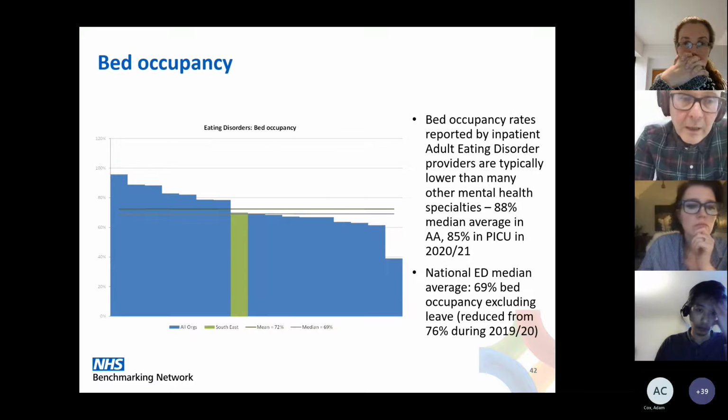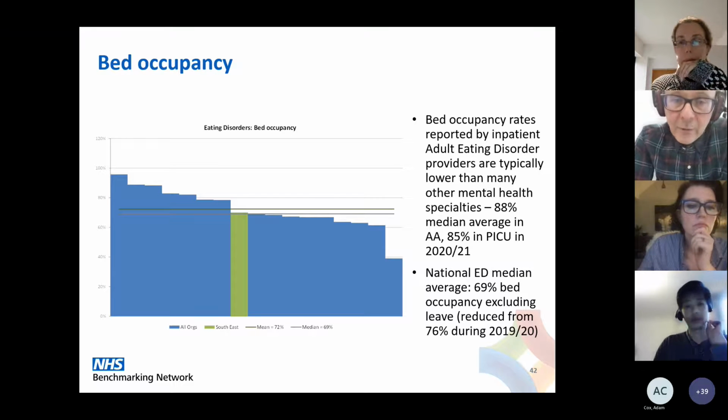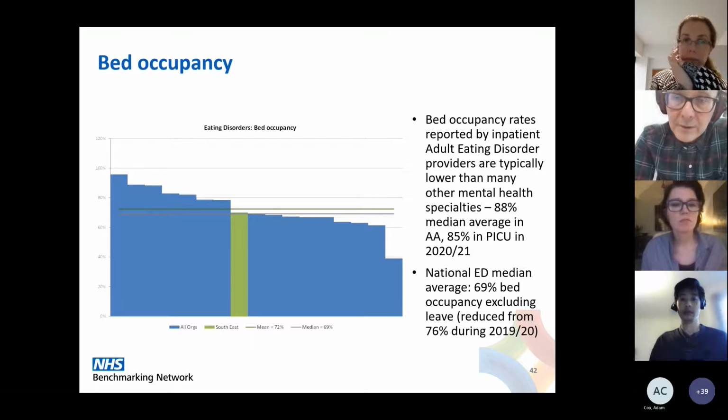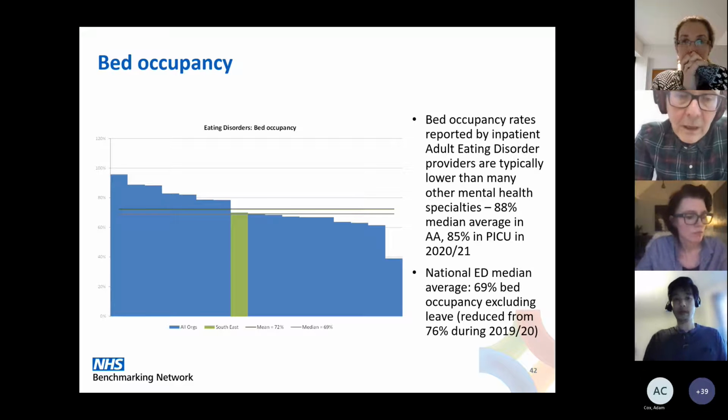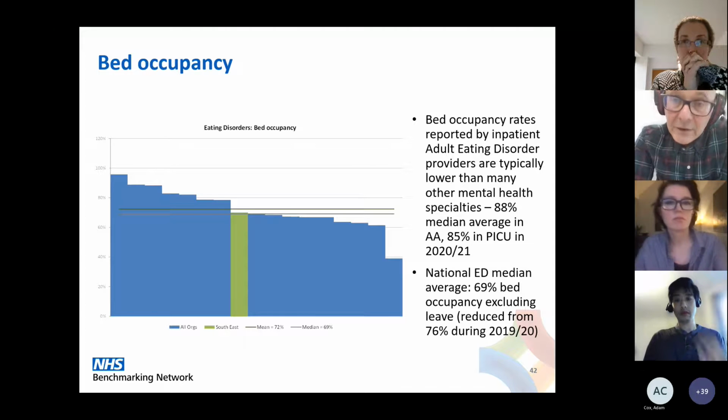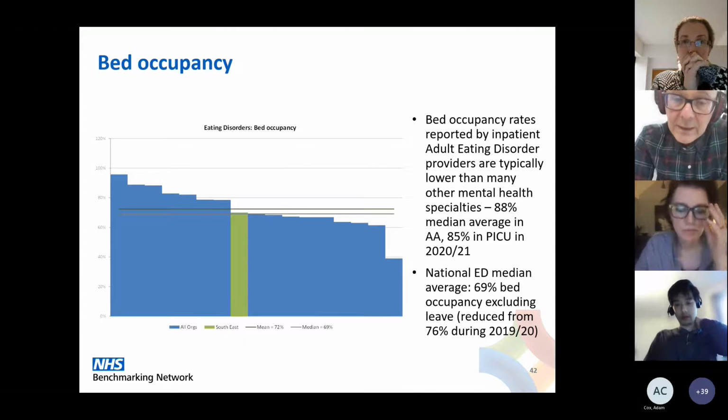So if we move on, bed occupancy has been increasing in recent years, but it's still one of the lower occupied specialties, which always fascinates us. Nationally, in the COVID year, bed occupancy was 69%, and that fell from the pre-COVID year when it was 76%.